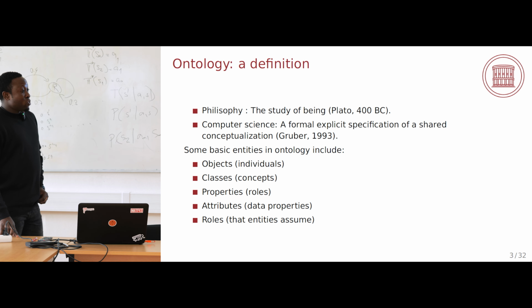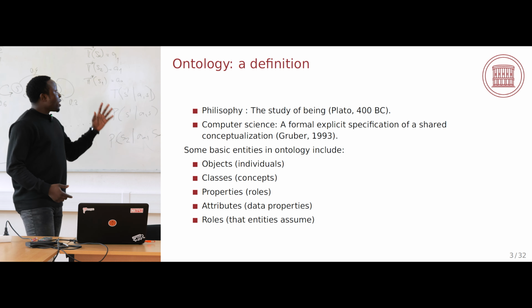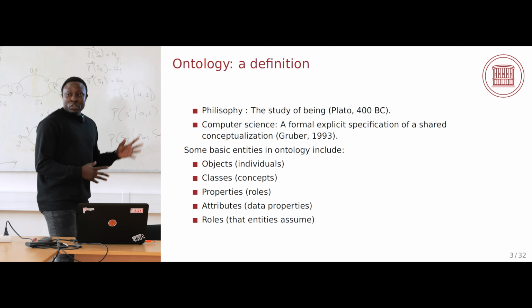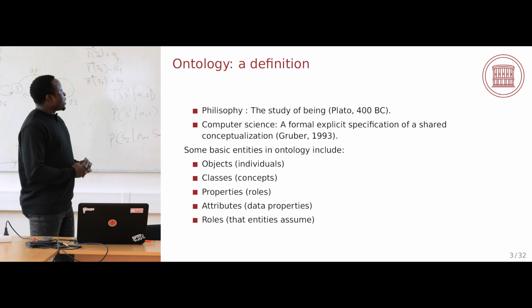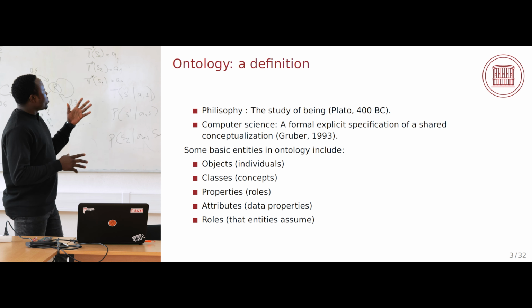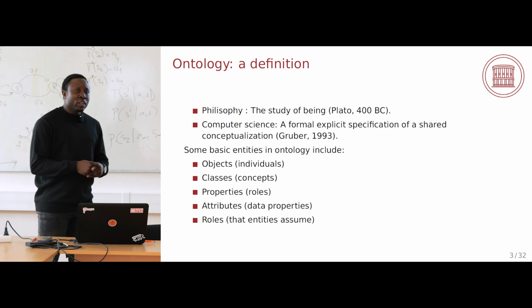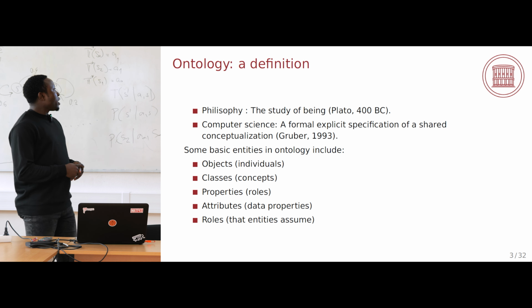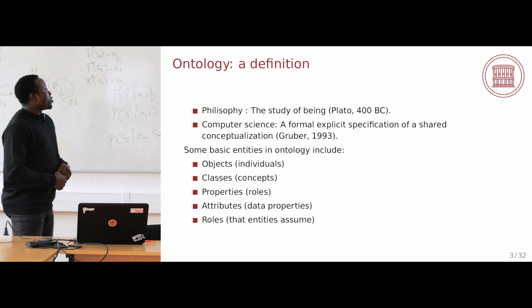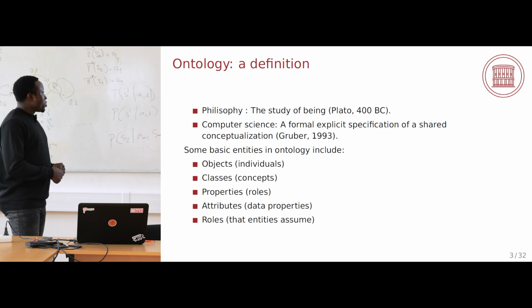Just what ontology is all about, a brief definition of it. Philosophically, it is the study of being, which is the definition given by Plato. And then in computer science, it is the definition given by Gruber in 1993. That is a formal, explicit specification of a shared conceptualization.